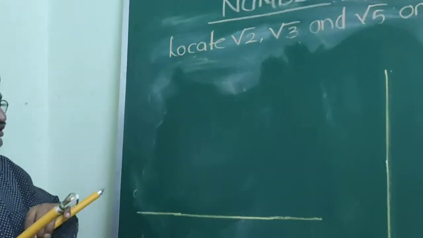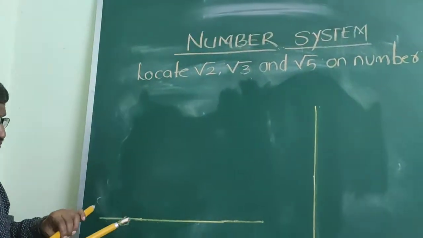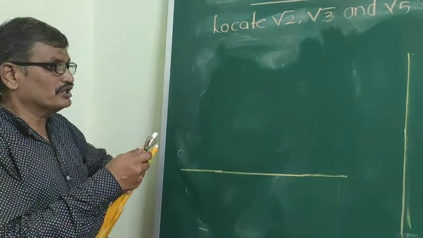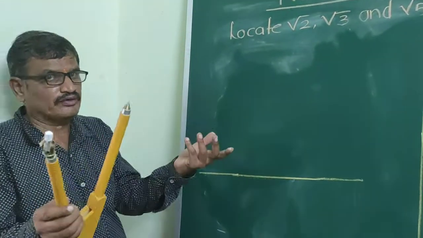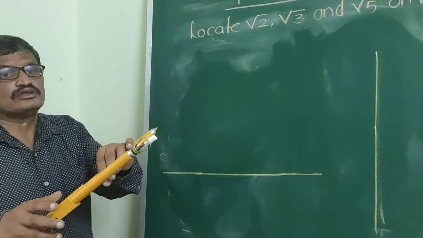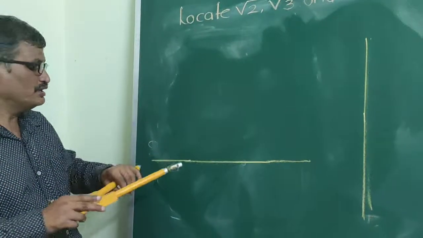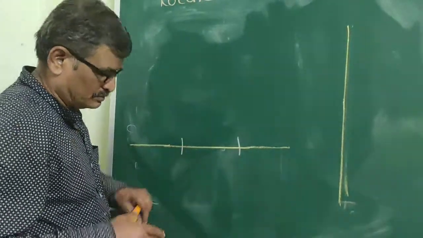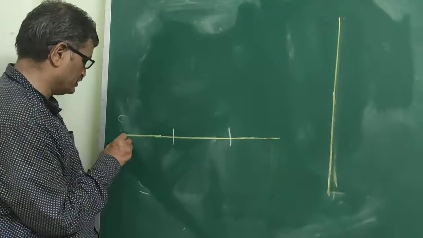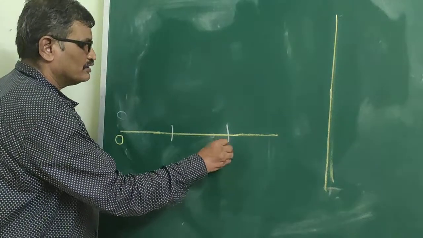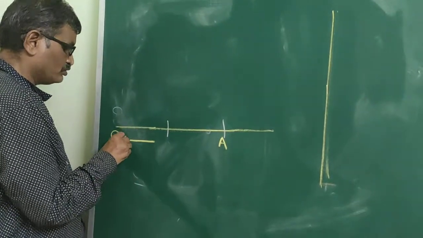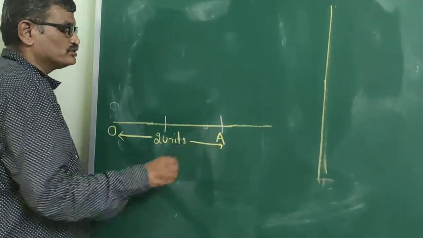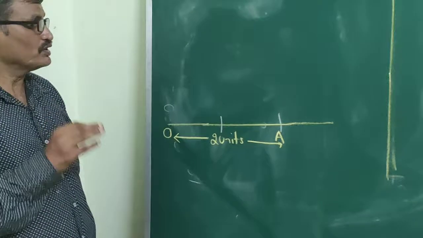For root 5, what I do is, I take 2 units. See, I have told you already how to make the units. For the sake of a unit, you can take a suitable radius, 1 centimeter, 1 inch, whatever you want. Say I have taken approximately this much as 1 unit. So this is 1 unit and this is the second unit. So say this is O, say this is A, and this is in total equal to 2 units. 2 units may be 2 centimeters, 2 inches, or whatever you want.